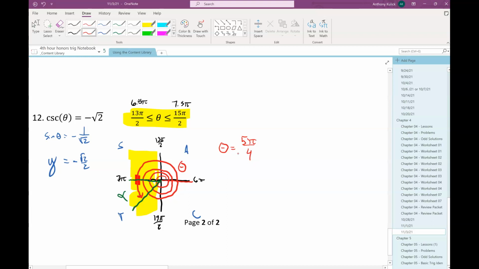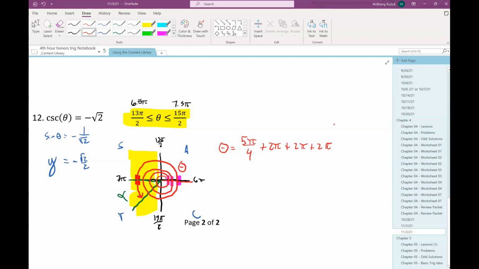But remember when we drew our angle theta, notice that I went around 1, 2, 3 times before I got to the terminal side. So this answer is not going to be what I need. I'm going to have to add 2 pi to that 3 times so that it actually falls in the interval that I need it to.